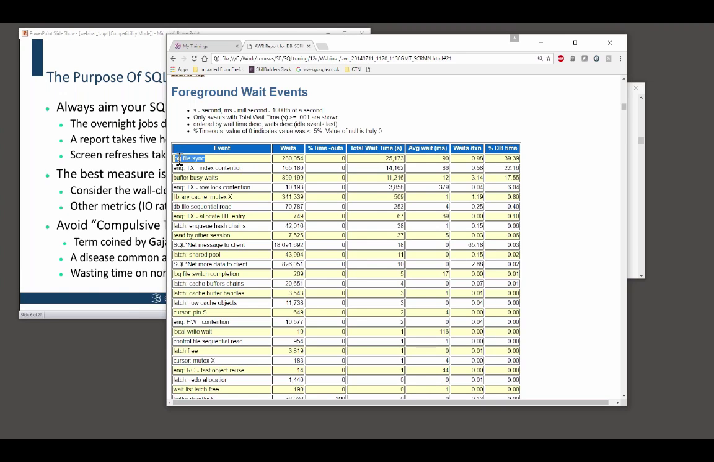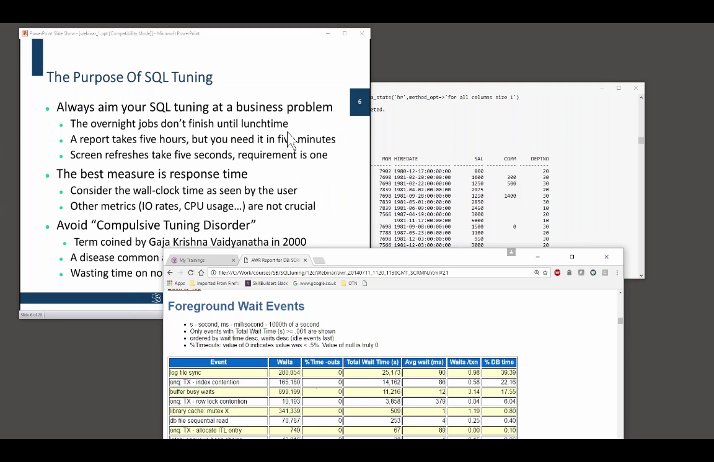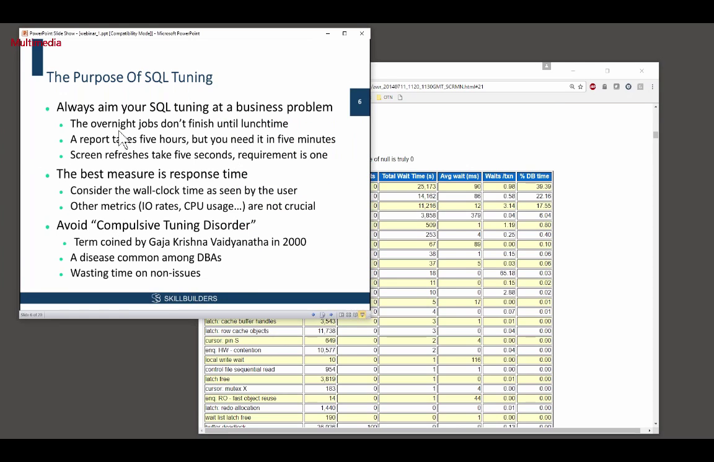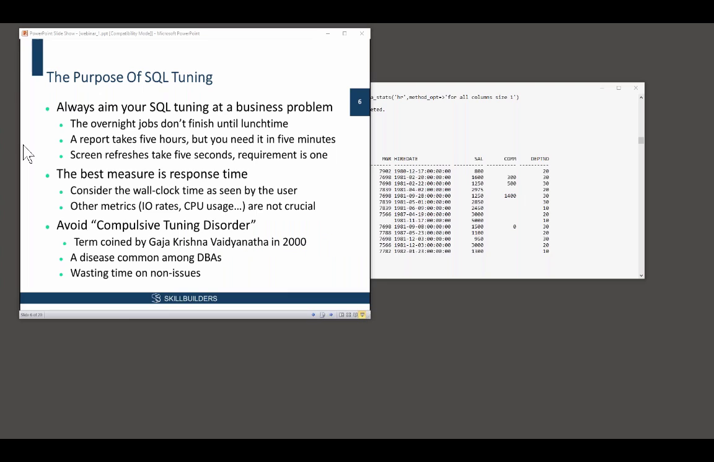Of course, it might be that wait event was being experienced by end user code. It might be that that wait event is why the overnight batch jobs don't finish till lunchtime. And then you need to address it. But the problem is not the log file sync. It's not the NQTX index contention. It's not the buffer busy waits. The problem is the business issue you identify here. So always remember that. Aim your tuning at a real business problem, not just trying to reduce some metric that you don't like.